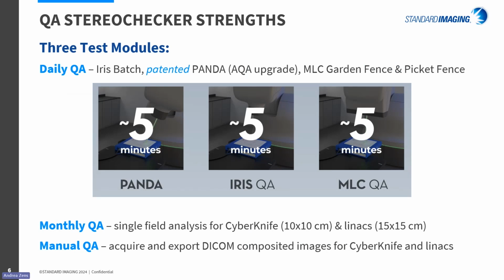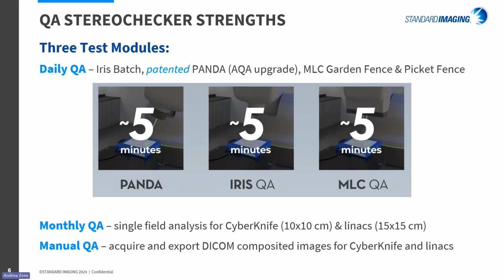We offer 3 test modes in the software: daily QA for comprehensive CyberKnife machine QA, monthly QA for single field analysis of CyberKnife and traditional Linux fields, collimated by either MLCs, iris, fixed cone, or JAWS. And we also offer manual QA, where you can acquire high-resolution DICOM images. You acquire them and export for research or other test purposes. And this is done for both CyberKnife and traditional Linux.